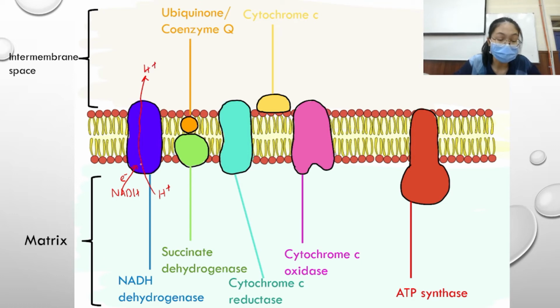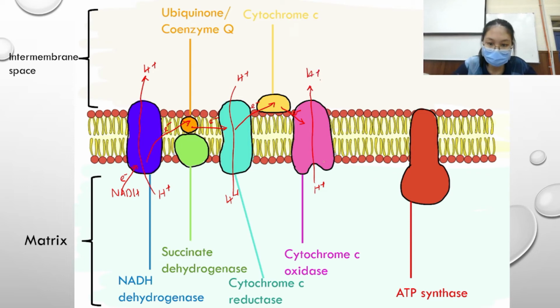And after that, the electron will pass to coenzyme Q, and next it passes to cytochrome C reductase. And here, there's also energy release, and the energy is also used to pump H plus from the matrix to the intermembrane space. Next, the electron will pass to cytochrome C and pass to cytochrome C oxidase. And the same as before, the energy release is also used to pump H plus from the matrix to the intermembrane space. And finally, the electron here will bind to the oxygen and also bind to the H plus here to form H2O, which is the water.